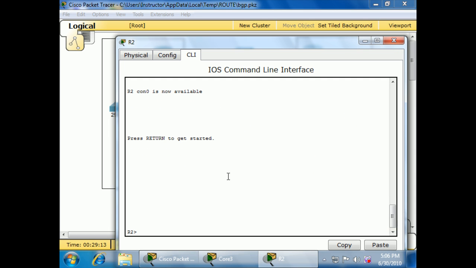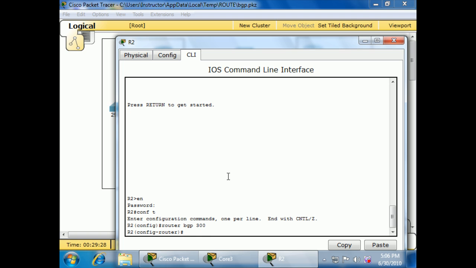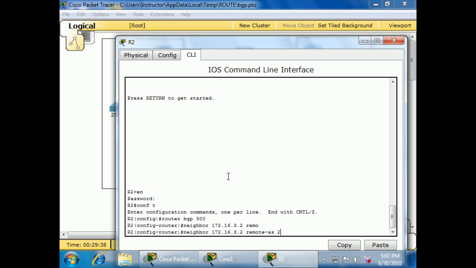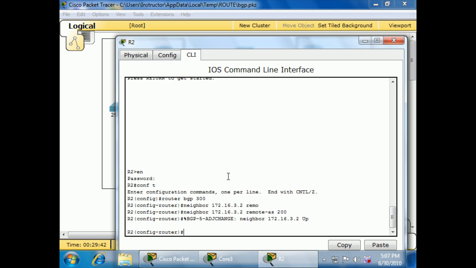And on router 2, we will go in here and get into our configuration mode. And router, oops, see, there's those typos I was just talking about. Router BGP, and we said this one was an autonomous system 300, and it's going to be a neighbor with 172.16.3.2. Again, they were directly connected to each other, and there we're in remote autonomous system 200. Neighbor adjacency has come up.